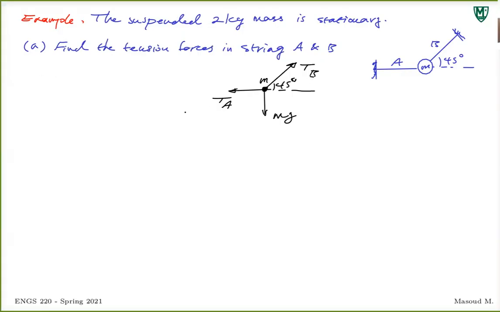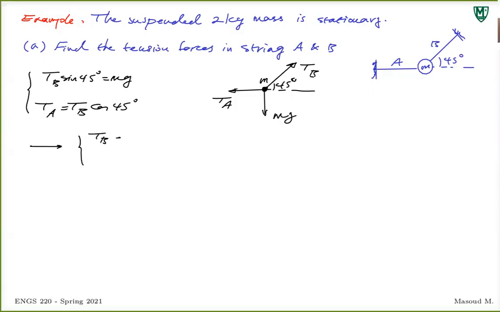I'll just do it in a not clean way, but it's statics. So I'm hoping that you guys follow. So it becomes TB sine 45 degrees is equal to mg, and TA is equal to TB cosine 45 degrees. These are two equations I get, one in the X direction, one in the Y direction. And from there, we can just find the values. From the first one, TB becomes mg over sine 45 degrees. And from the second one, once you know TB, you can find TA.